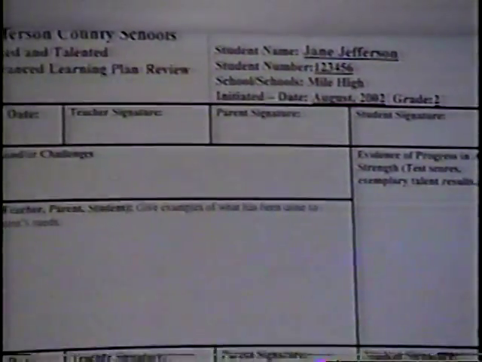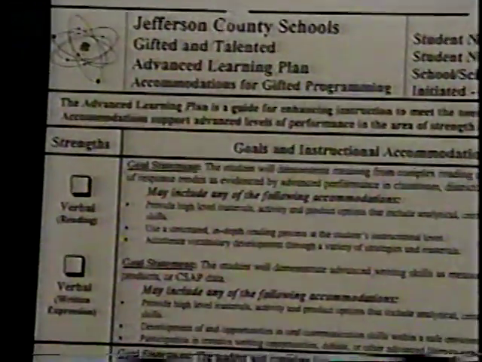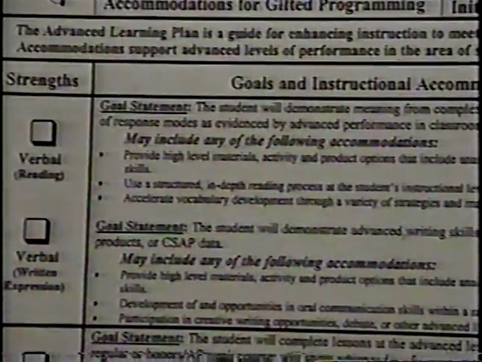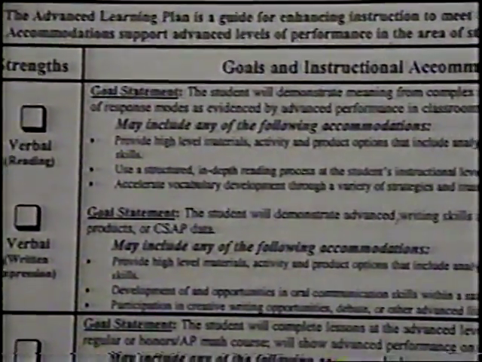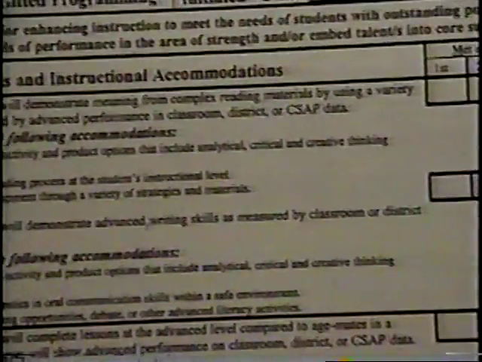In contrast, the elementary ALP form has room for only the classroom teacher to comment on what she has done and sign it each year. Three grade levels are included on each form at the elementary level. But the front page of the ALP, which describes accommodations, is the same for all grade levels. It includes check marks next to the students' documented strength areas, recommended strategies for nurturing those strengths, and boxes to show if student goals were met or unmet for that year.